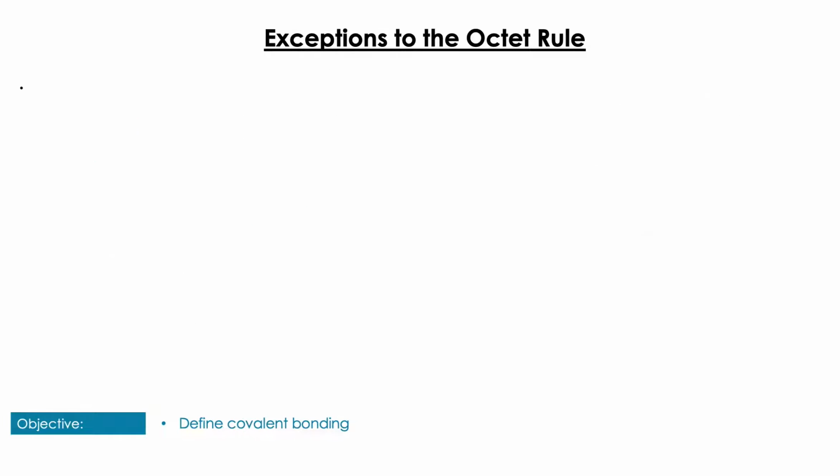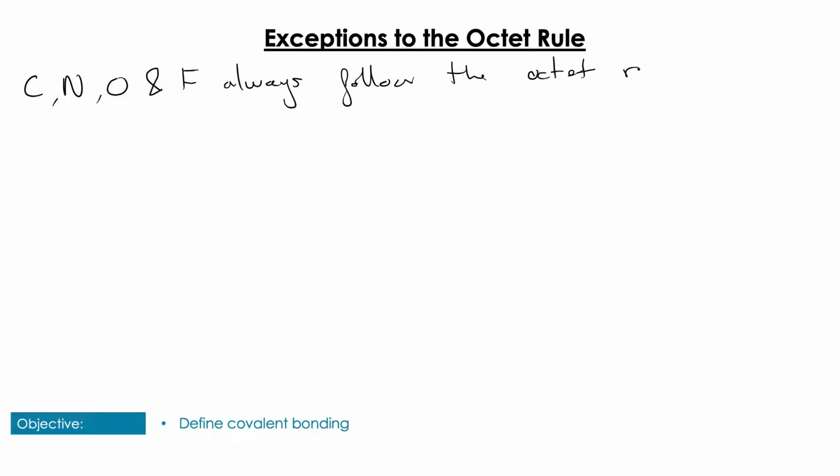So, like any good rule, there are indeed exceptions to the octet rule. Now, carbon, nitrogen, oxygen, and fluorine always obey the rule, and these make up a certain majority of compounds, so that's good. But there are 2 types of exceptions. Firstly, we'll look at reduced octet exceptions. These are atoms that will happily be stable with less than 8.